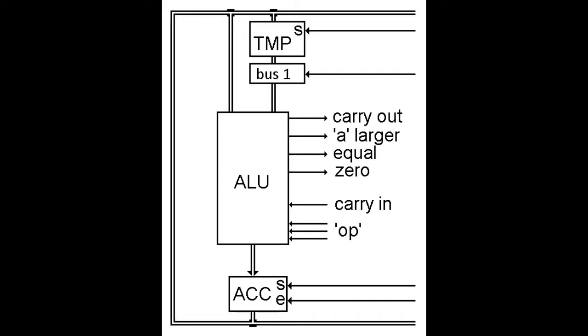So in totality, it's going to give us 8 input signals: TMP set, bus 1, accumulator set, accumulator enable, and for the ALU directly, carry in signal, and 3 bits for the ALU op. We will also have 4 outputs, so carry out, A larger, equal, and 0 flags, which are going to be coming out of our ALU.